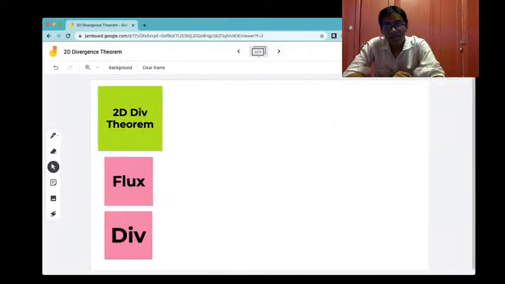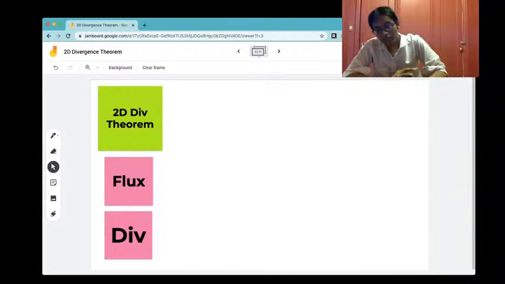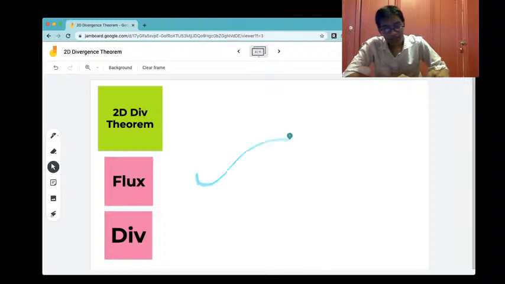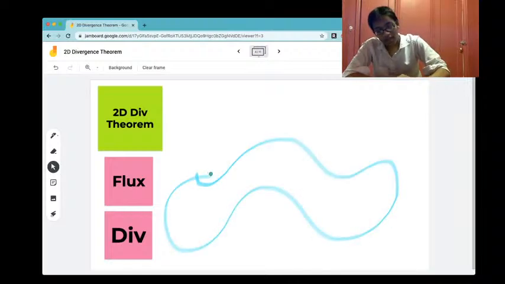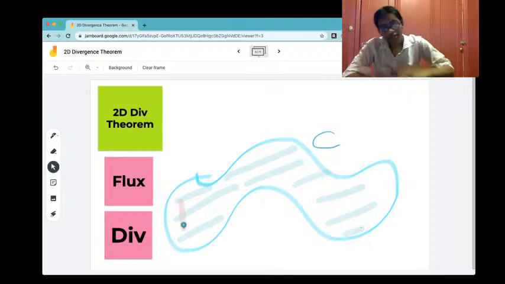So let's take a look at the 2D divergence theorem from a different perspective, and that's a perspective of flux and divergence. Okay, first and foremost, let's define both of these. What is flux? Well, flux is when you have some kind of surface. So let's say I have that kind of a surface, right? Let's denote the surface as C, and let's denote the region inside this surface as a region R, right? So the region inside of the surface I can denote as R. Okay, so far so good.